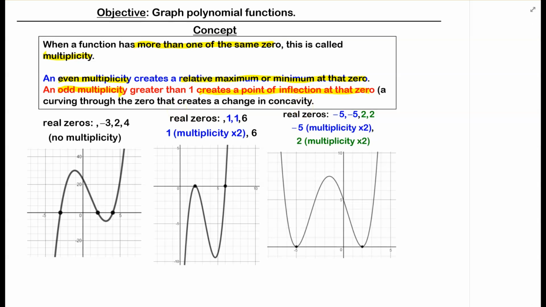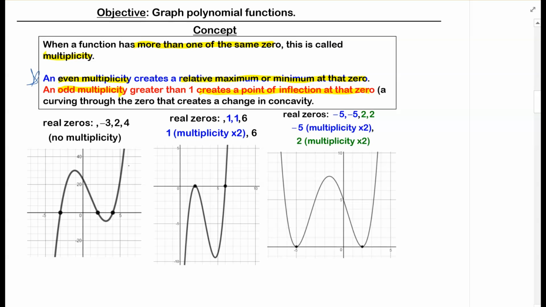But in Math 3, we're only going to focus on even multiplicity. We're not going to go over the odd multiplicity examples. So we have 3 different graphs here. In my first example, I have 3 zeros, negative 3, 2, and 4. And notice I don't have any multiplicity because I don't have more than one of the same zero. So in this example, you would just cross the x-axis all 3 times for those zeros.